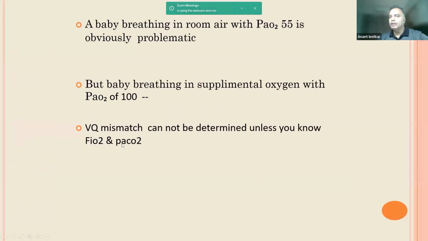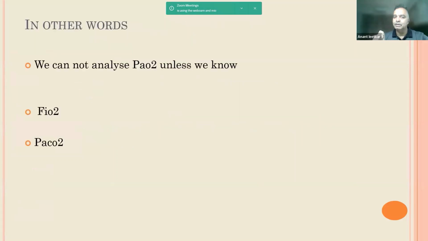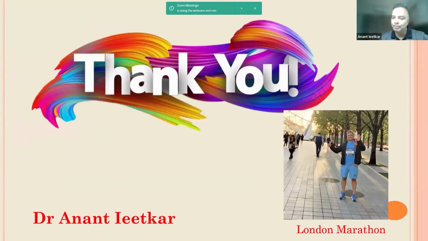A baby breathing room air, if we see a PaO2 of 55, we know obviously there is a problem. But if the baby is breathing supplemental oxygen and PaO2 is 100, it is very difficult to judge the VQ mismatch. So VQ mismatch cannot be determined unless you know the FiO2 and PaCO2. In other words, we cannot analyze the PaO2 unless we know FiO2 and PaCO2.